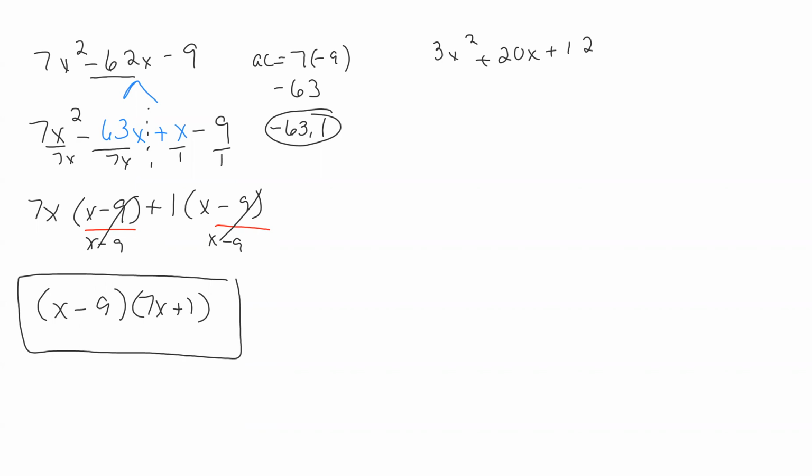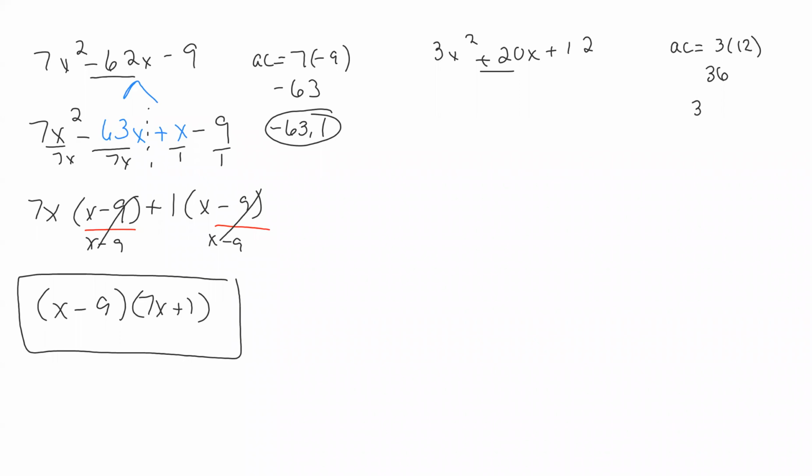All right. So there's no GCF overall. So I go ahead and I jump straight to the AC method. So I'm looking for 3 times 12, which is 36. All right. So I want factors of 36 that would add to 20. And because 36 is positive, both of my factors are going to either be positive or negative. And this plus 20 right here tells me they're both going to be positive.